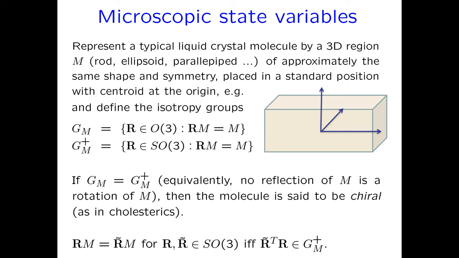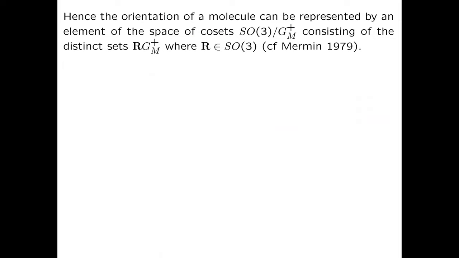Now, if you take two rotations, R and R tilde, you can ask, when is RM the same as R tilde M? That's the same as R tilde transpose R being in G plus. So that means that the orientations of the molecule can be described by the cosets of SO(3) with respect to G_M plus. In other words, the distinct sets are R G_M plus, where R is in SO(3). That describes the orientation. Very nice article by Mermin.